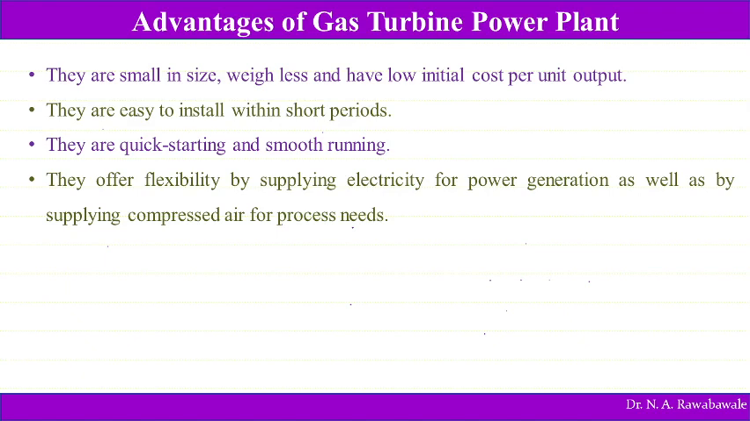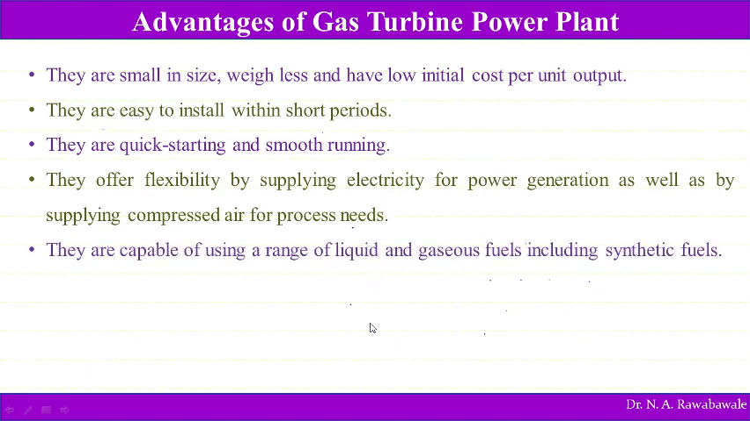Sometimes part of the energy is used to run the compressor and the remaining part of the energy is used to produce electricity. But in some cases, the complete energy produced in this gas turbine can be used to produce compressed air, which is required to run this system as well as to use in pneumatic systems. So therefore this is having flexibility.